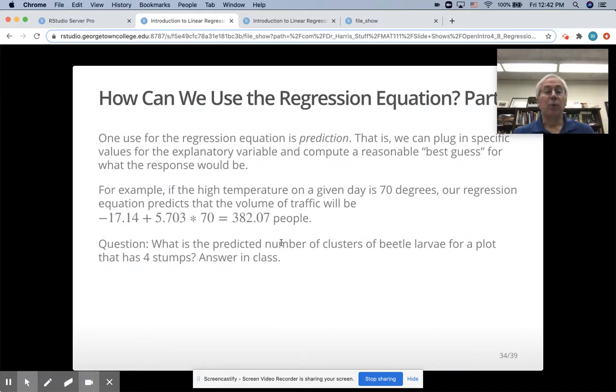Question for you, what would be the predicted number of clusters of beetle larvae on a plot that has 4 stumps? So hopefully you've run LMGC to get the regression equation, and so you can use that regression line to predict the number of beetle larvae.